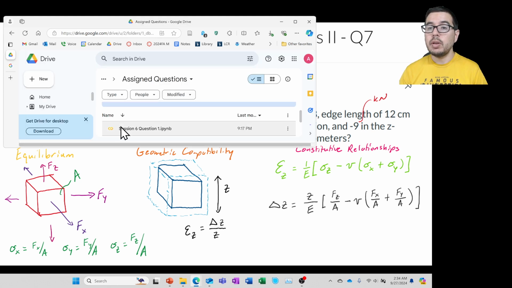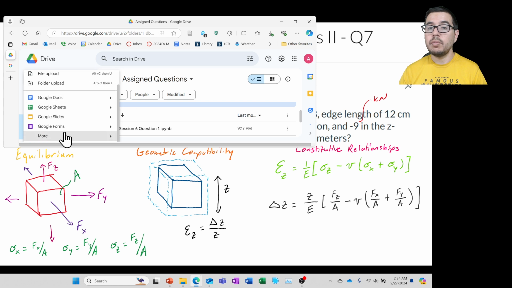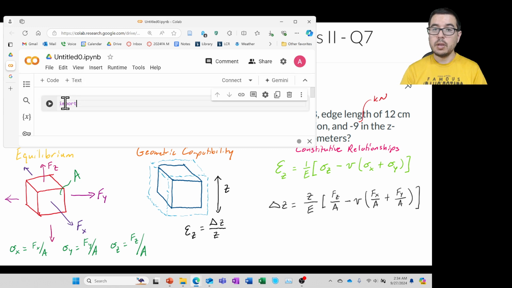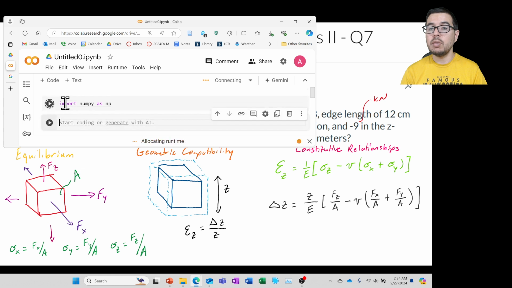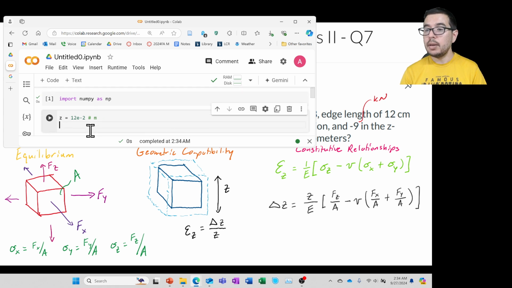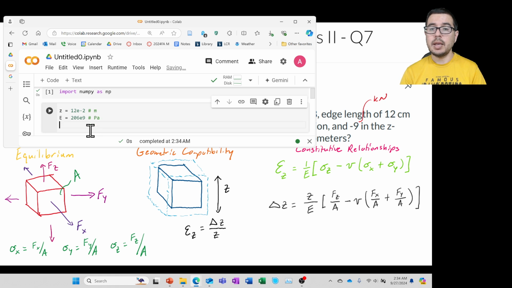For that, we'll come over here and create a new Colab notebook, and we'll import NumPy as np. Okay, so I've got a z, which is equal to 12 centimeters, so I'll do 12e to the minus 2. That gives it in meters. I've got an elastic modulus, which was, I think, 206 gigapascals, so 206e9, and that will be in pascals.